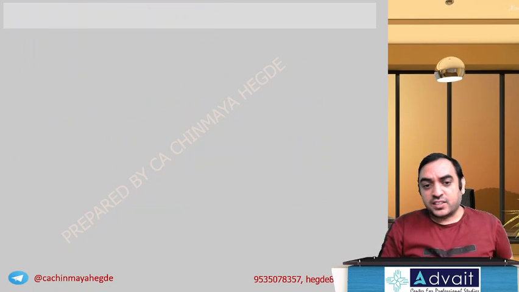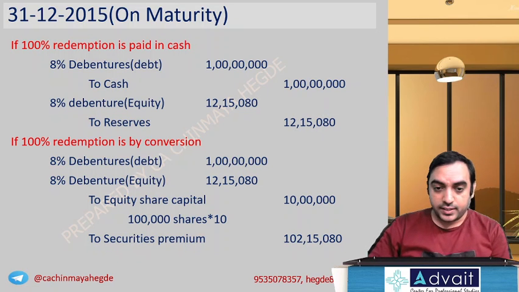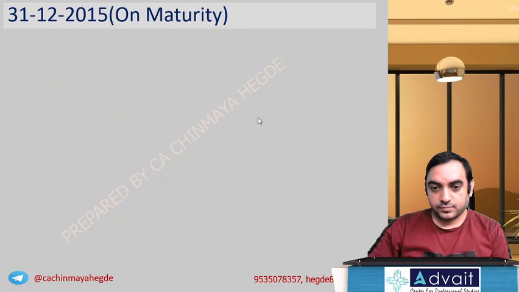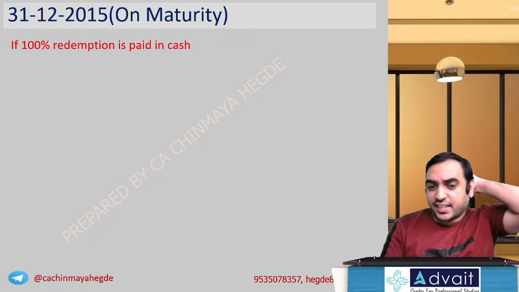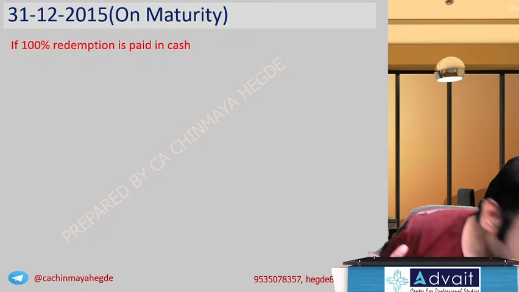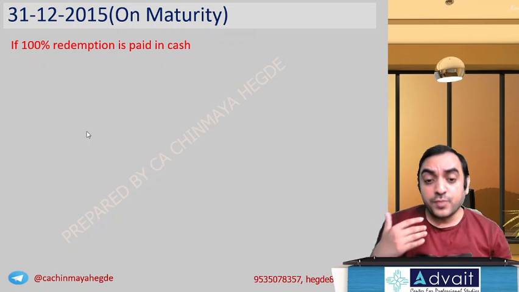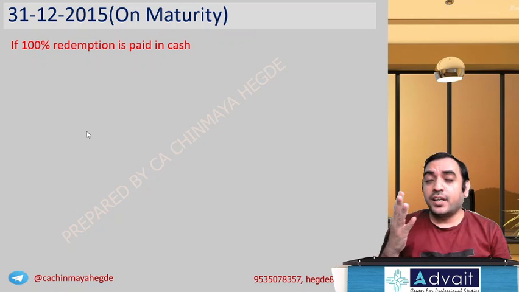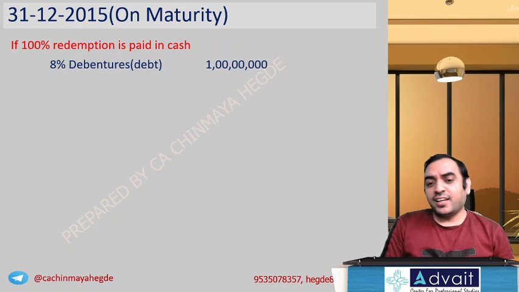Joint is 2011 we discussed. On maturity also we'll discuss it. On maturity, let's say if everybody opted for repayment on cash, redemption happened on cash basis. Everybody said cash basis. Then what entry will pass?